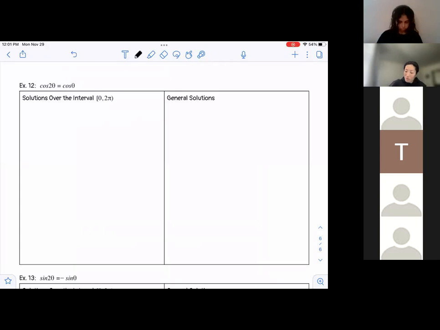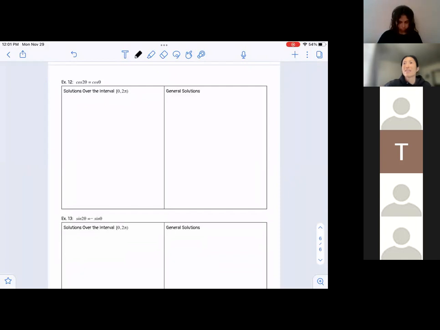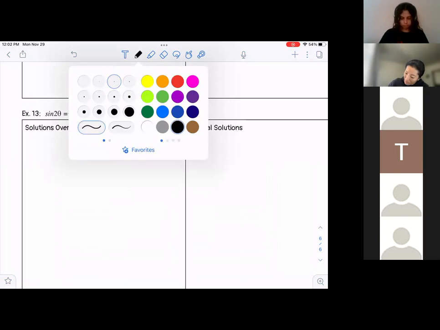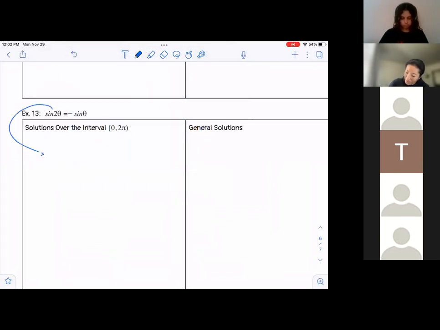All right. So which one would folks like to start with, 12 or 13? Going to 13. All right. What were folks' ideas for 13? I know my group evaluated sine 2 theta to be 2 sine theta cosine theta. Great. What identity is that? I'm still working on names, so I did not remember at the moment. Yeah. Got that double angle.